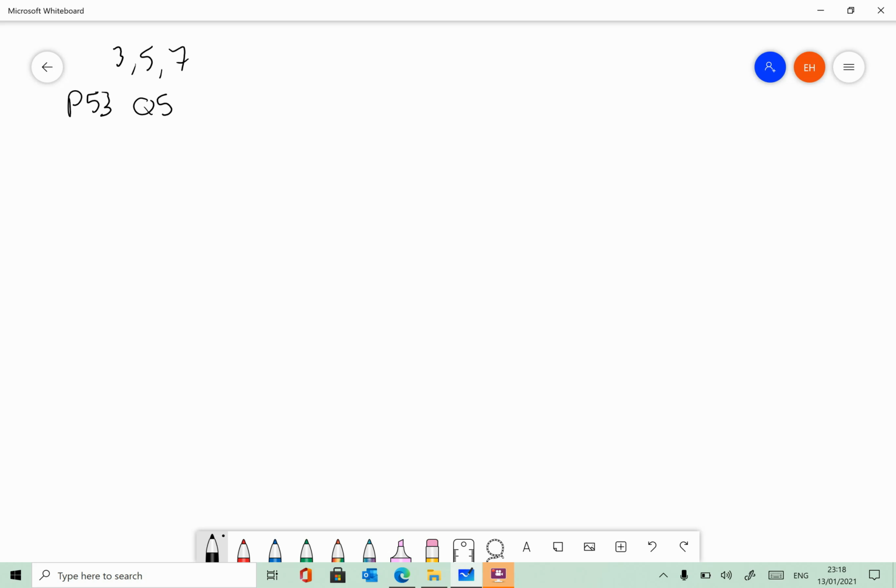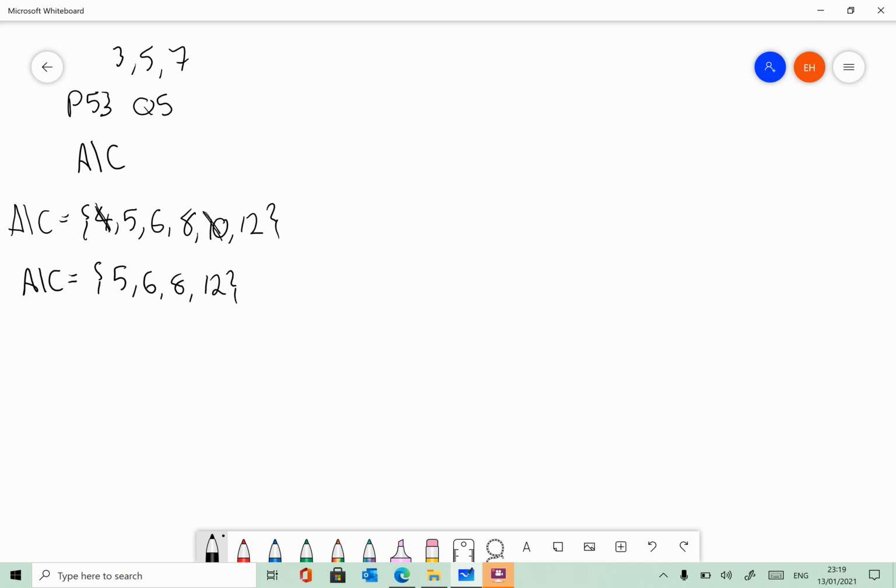So list the elements of the following sets: A without C. That means we write down everything in A, which is 4, 5, 6, 8, 10, 12. And if it's in C, we remove it from A. So I remove the 2, there's no 2 to remove. I remove the 4, I also remove the 10, and if there was a 14, I would remove that also. So A without C is equal to 5, 6, 8, and 12. So that's what that backslash means. It means without.